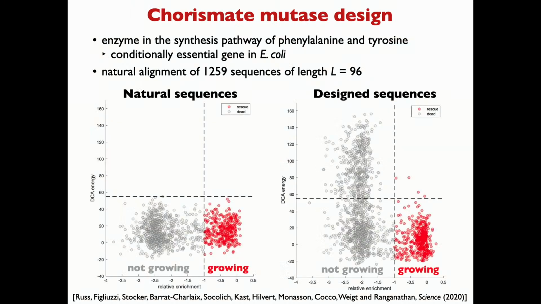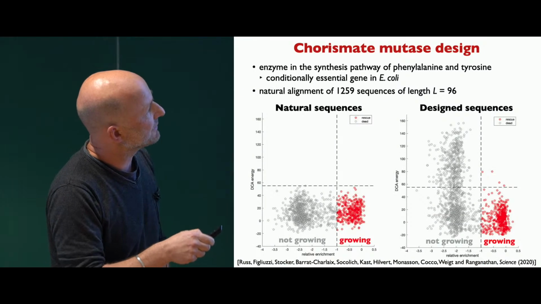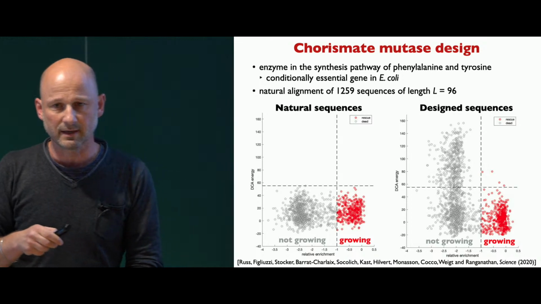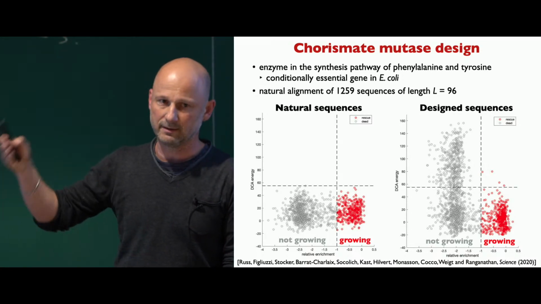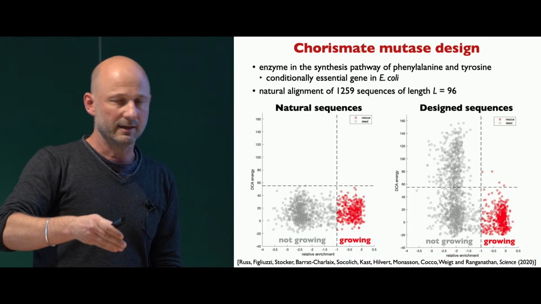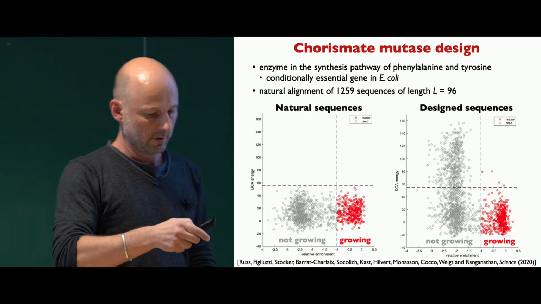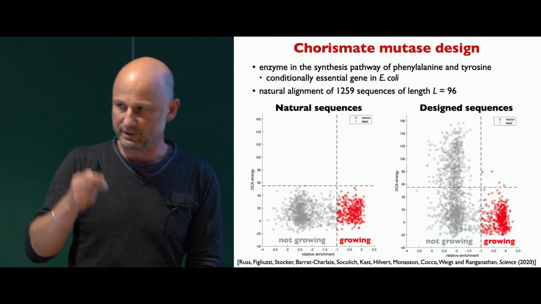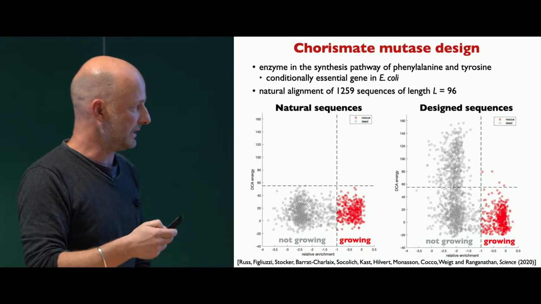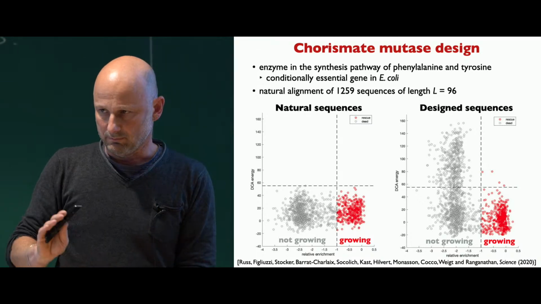We have tested the natural sequences, and you see that about 1/3 of the natural sequences put into E. coli make E. coli grow under a condition where this protein is essential. It's a biosynthetic protein which produces 2 amino acids. If E. coli doesn't have these amino acids, it needs to produce them itself, and if it cannot produce them, it cannot grow. So if it's growing here, it means that this protein is working in vivo in the bacterium. 2/3 are not growing.